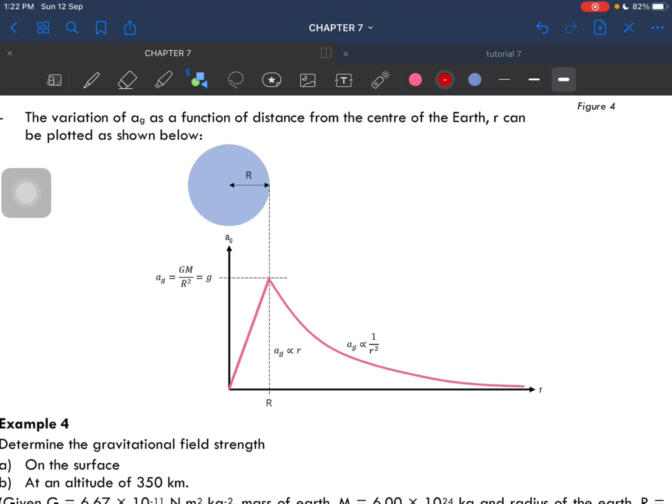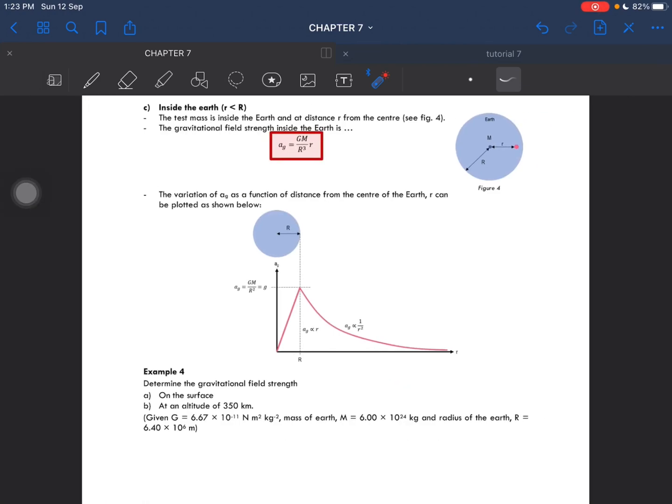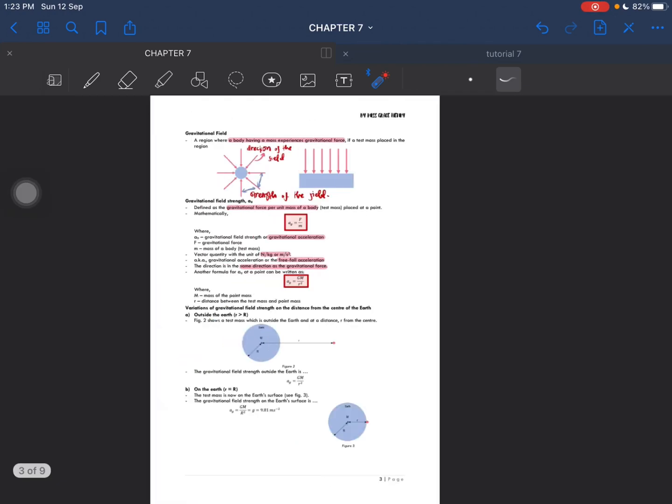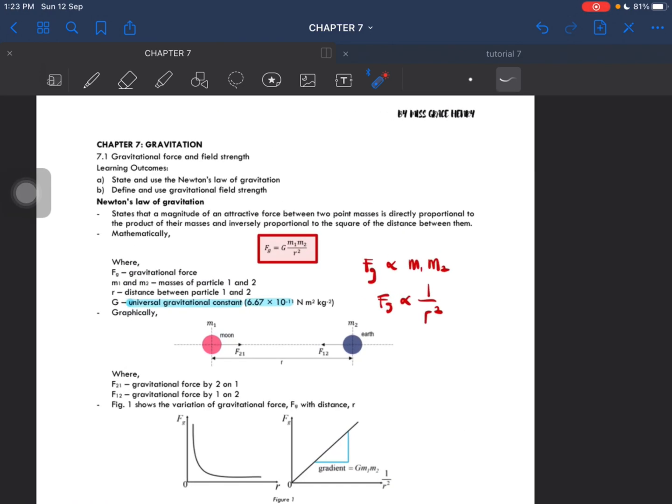Basically this graph is saying that if the distance is equal to the radius of the Earth, the gravitational acceleration would be equal to g, which is 9.81 meters per second squared. If it's outside the Earth, the gravitational acceleration is inversely proportional to the square of the distance. Right, so I think that's the end of the theory part for subtopic 7.1.